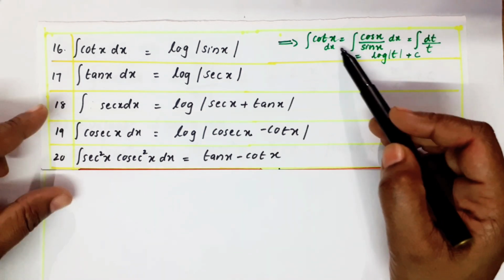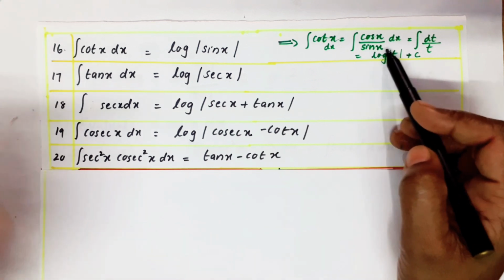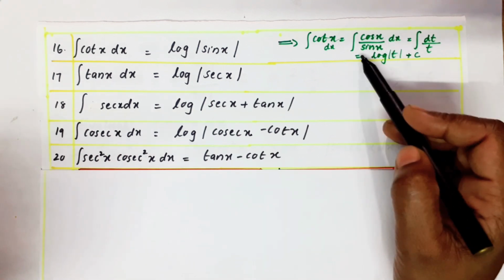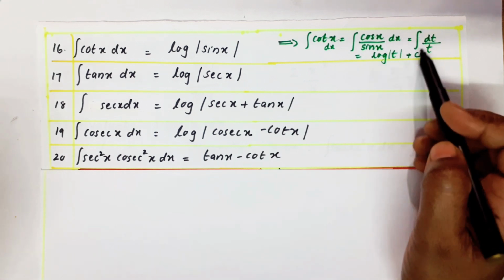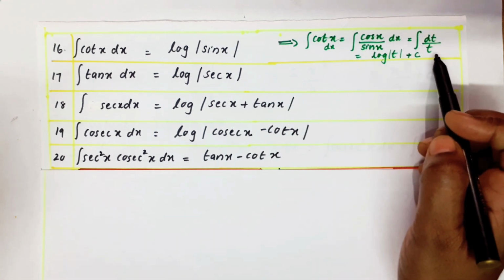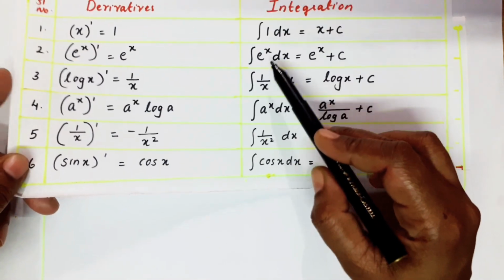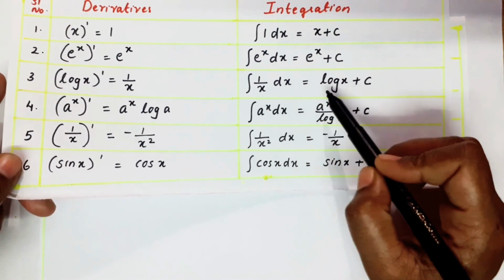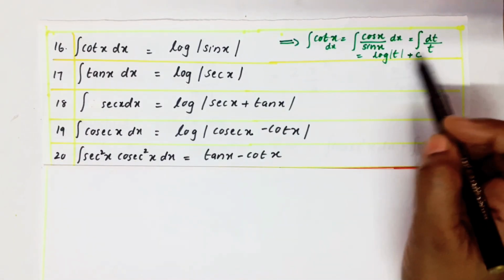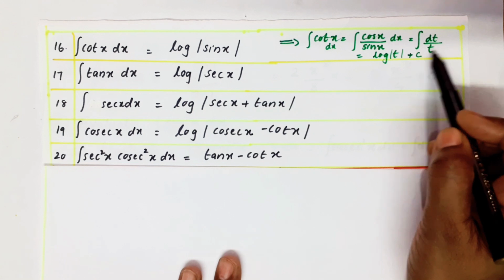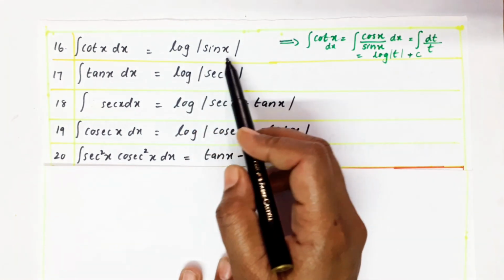If you are taking this one, cot x we can write as integral of cos x by sin x dx. Right. So sin x differential is only cos x dx, so we can write it as dt by t. This we can write according to the third formula, that is integral of 1 by x dx is log x plus c. So this we can write as log t plus c. In place of t it is sin x, so we can write log of mod sin x.